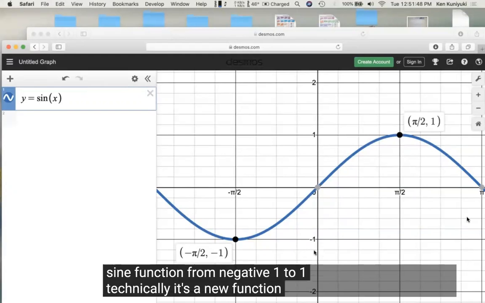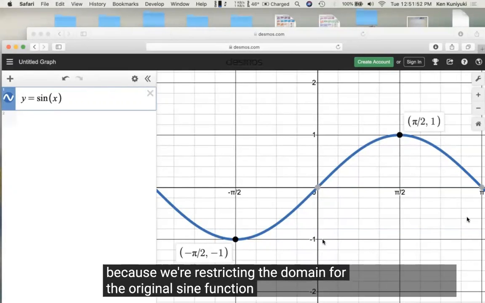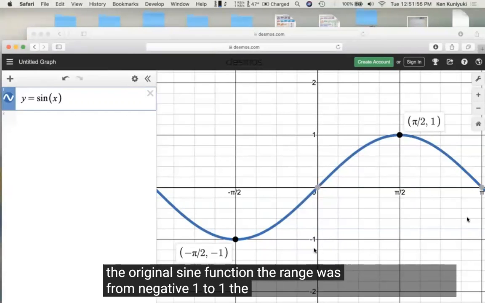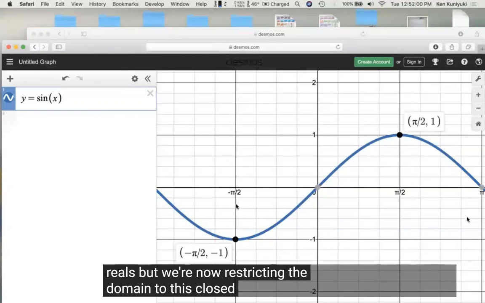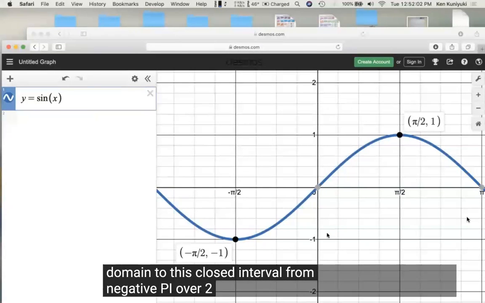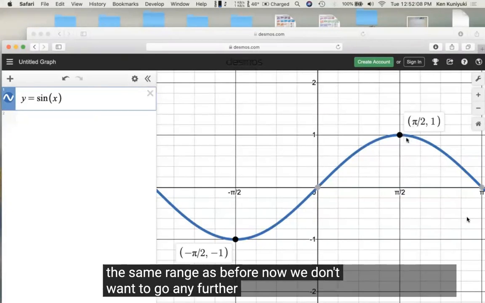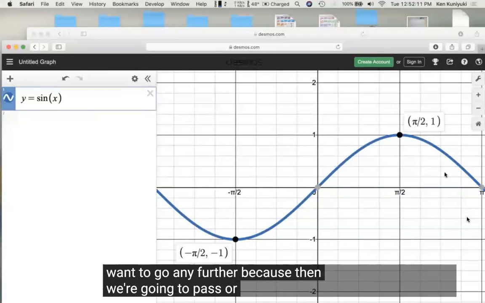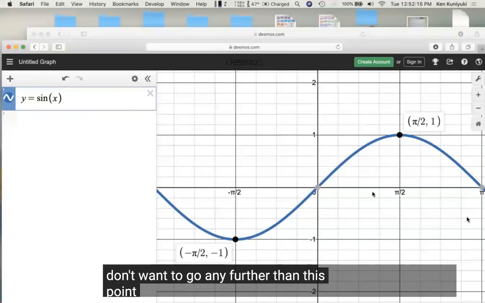Technically, it's a new function here because we're restricting the domain. For the original sine function, the range was from negative 1 to 1. The domain was all reals, but we're now restricting the domain to this closed interval from negative pi over 2 to pi over 2. We have the same range as before. We don't want to go any further because then we're going to fail the horizontal line test.